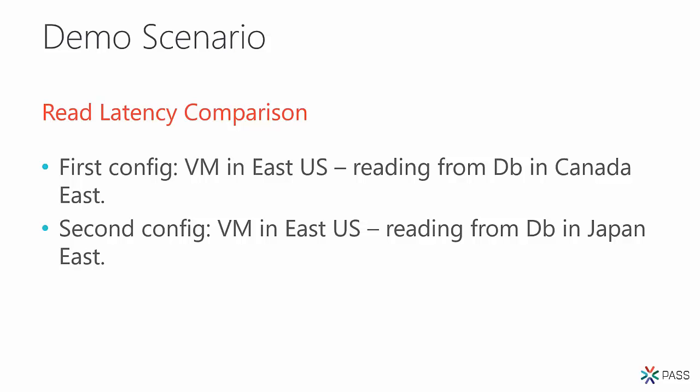So we're going to do a read latency comparison here. I already have a couple of VMs set up. One of them is in East US, and I'm going to have it reading from a database that is sitting in Canada East. So, a big distance, but not around the world. And then we're going to do another quick test. That same VM, I'm going to read from a database that is sitting in Japan East. So quite a bigger trip there, right? So let's check it out.